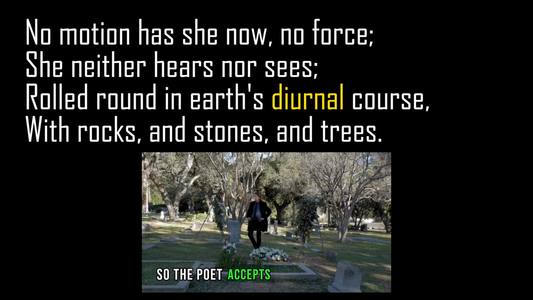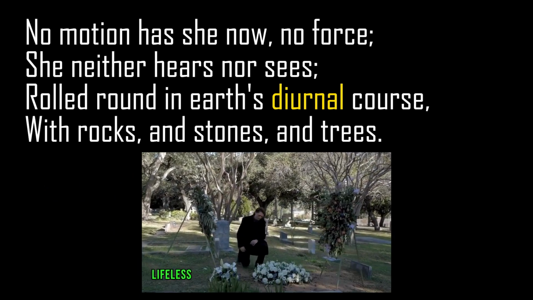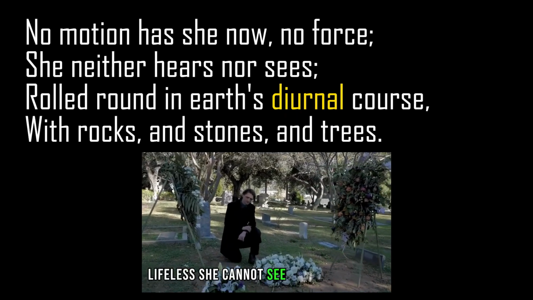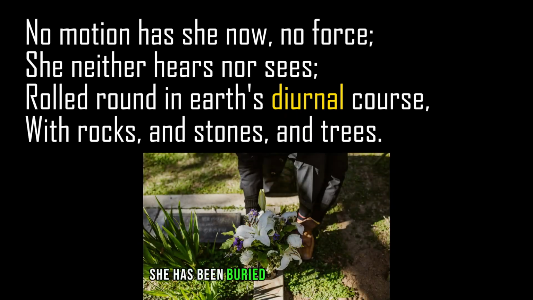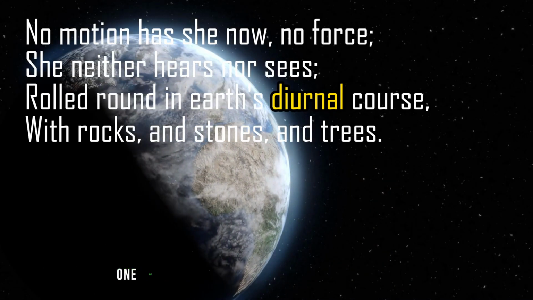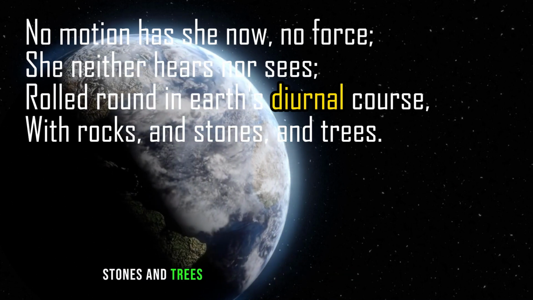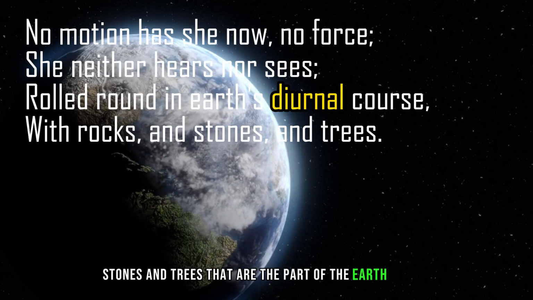So the poet accepts the truth that Lucy is no more alive and she is motionless, lifeless. She cannot see nor hear. She has been buried in the earth. She will assimilate into the earth and is rotating along with the earth. One day, she will become one with the rocks, stones, and trees that are the part of the earth.